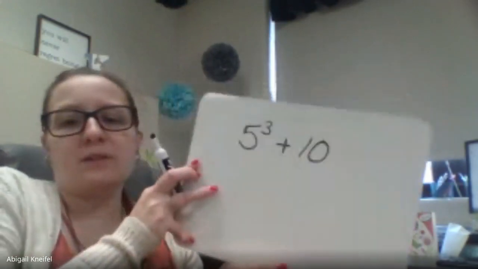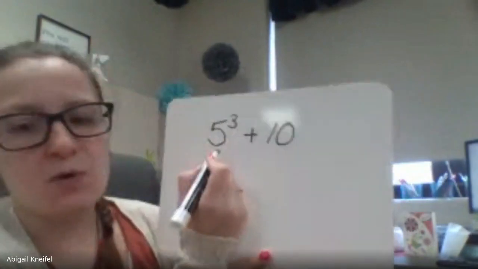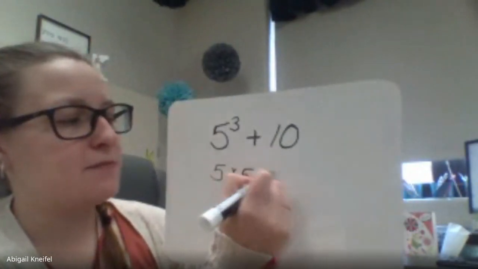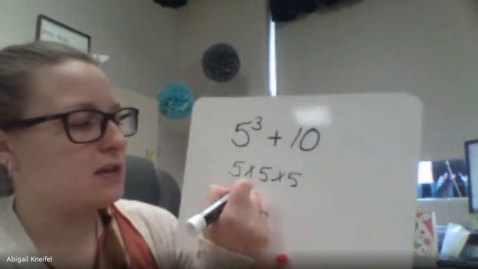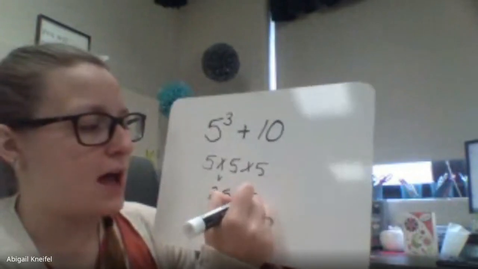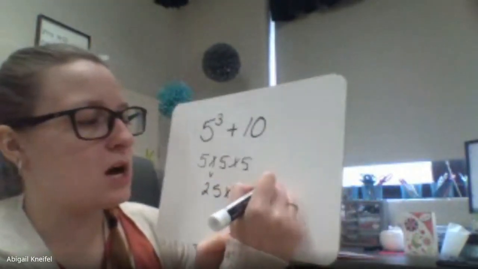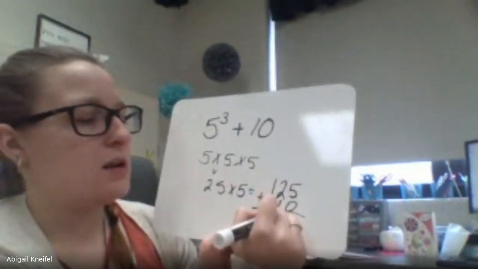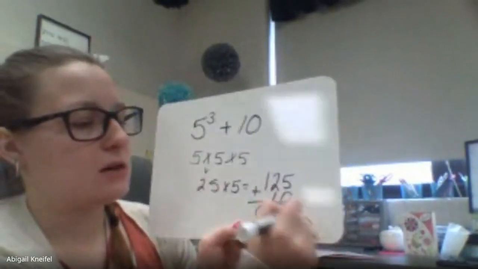All right, so we have exponent first, which is 5 times 5 times 5. 5 times 5 equals 25. Now I have 25 times 5, which equals 125 plus 10. 135 is our answer.